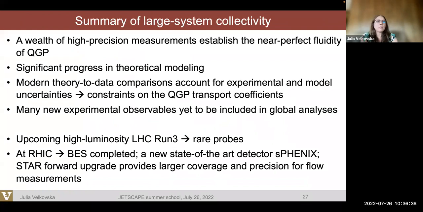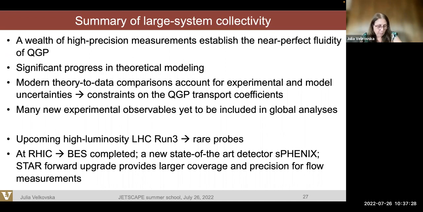So I can summarize now that what we see from large systems, we have a wealth of high precision measurements, and these establish the near perfect fluidity of the quark gluon plasma. We have made over the years very significant progress in theoretical modeling, and we have rigorous theory to data comparisons that account for experimental and model uncertainties and now give some meaningful constraints on the QGP transport coefficients. On the other hand, there are many new experimental observables that are yet to be included in this global analysis, and we hope that these estimates will only improve in the future.